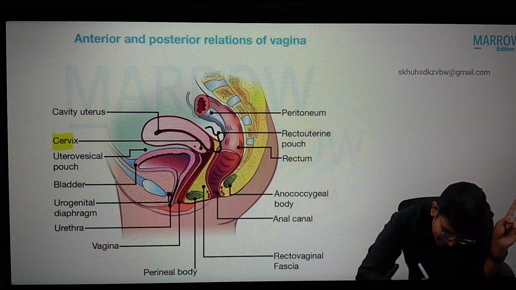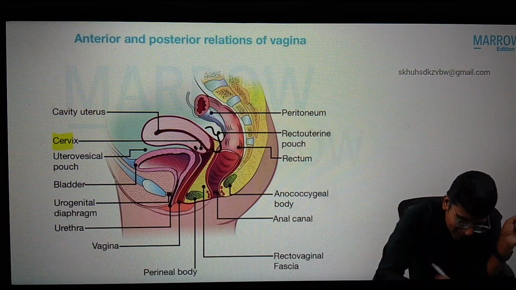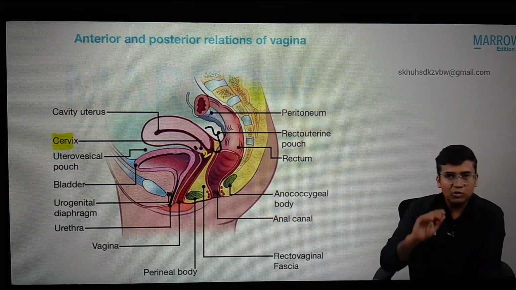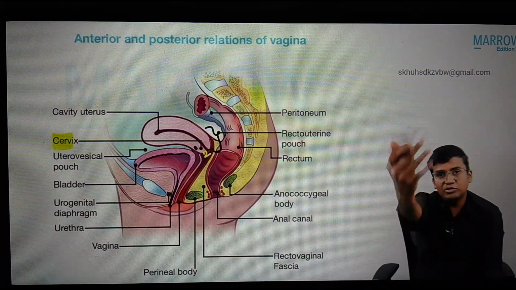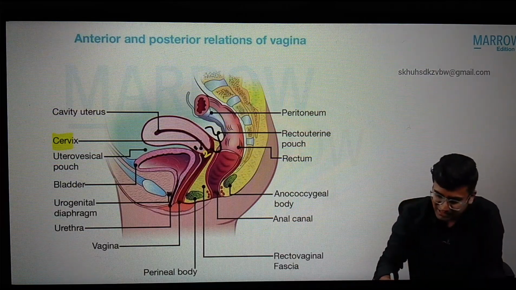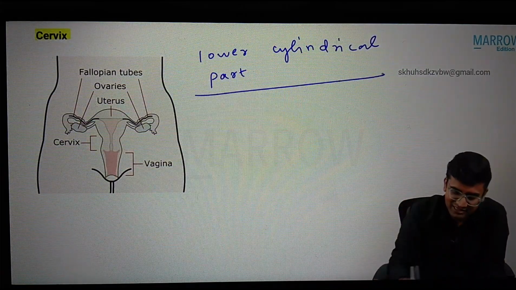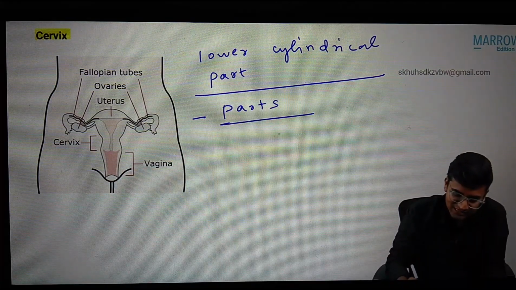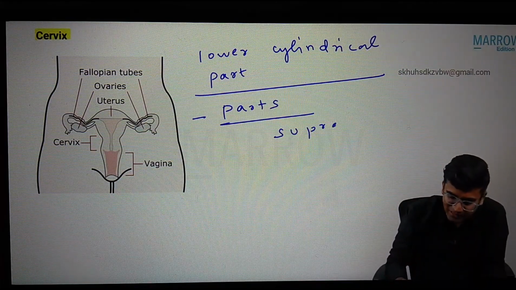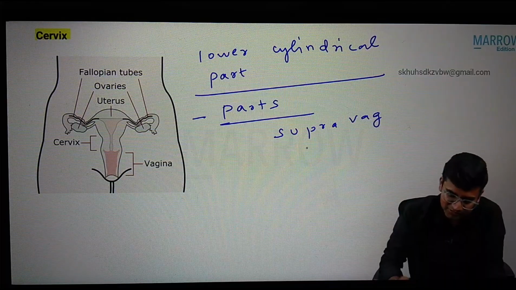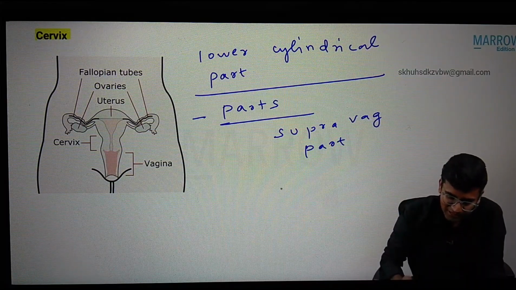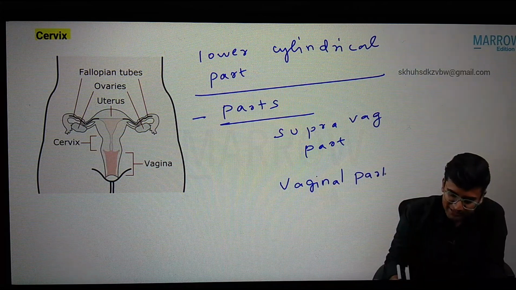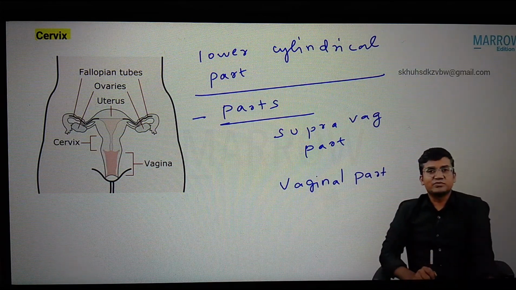This one, number one, and this one, number two. So what are the parts of the cervix? The one which projects into the vagina and the part above that. So the parts of the cervix are the supravaginal part and the vaginal part. These are the two parts of the cervix.